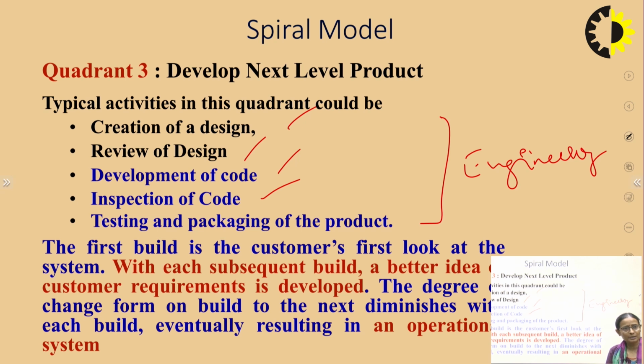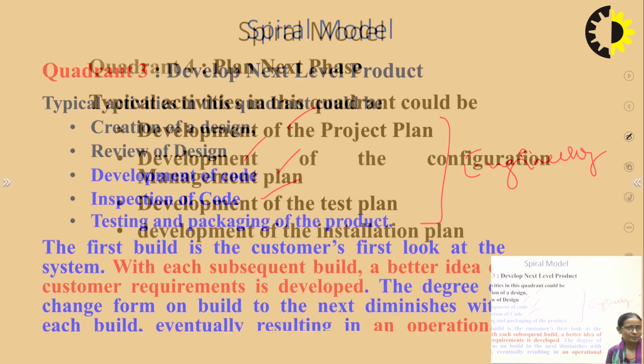The first build is the customer's first look at the system. With each subsequent build, that is in each spiral or each phase, a better idea of the customer requirement is developed. The degree of change from one build to the next diminishes with each build, eventually resulting in an operational system.